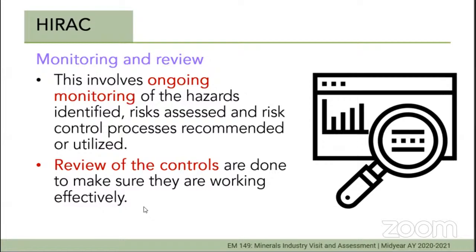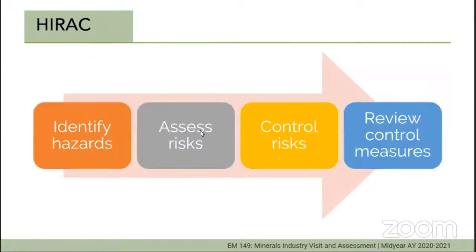So this is a cycle. Hindi lang siya isang series of steps, and it won't just end there. Okay? Ayan. So basically, summary: identify hazards, assess risks, control risks, and review control measures.